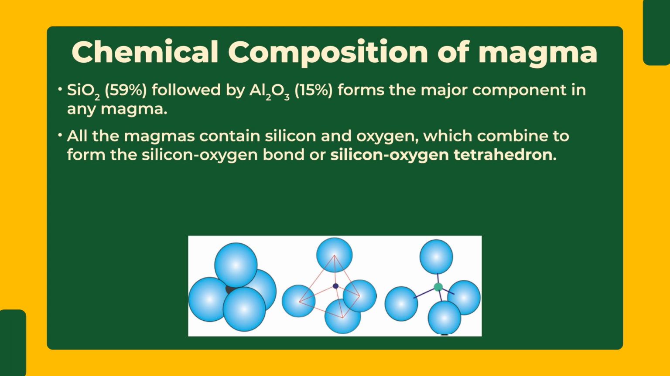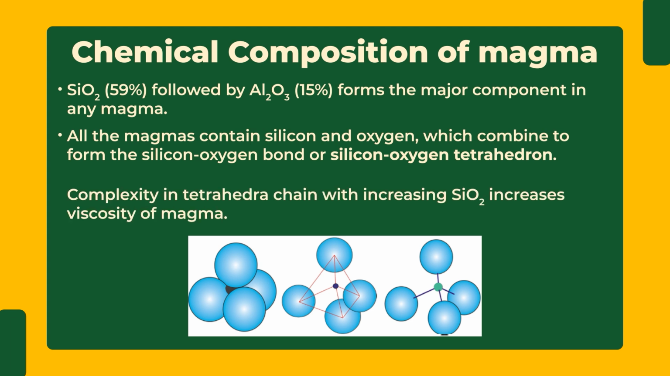On your screens you can see the tetrahedra. As the complexity of the silicon oxygen tetrahedra increases in felsic magma, or in other words in felsic rocks, the magma becomes viscous.